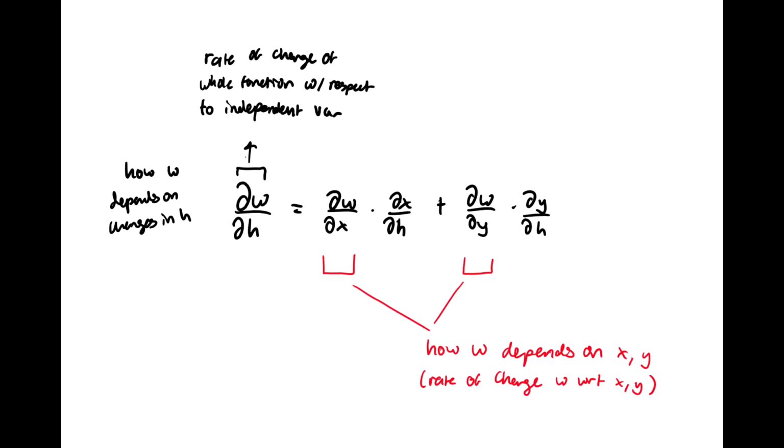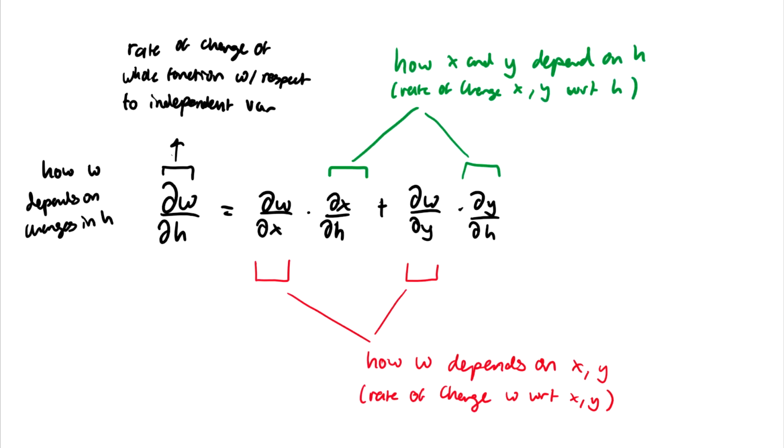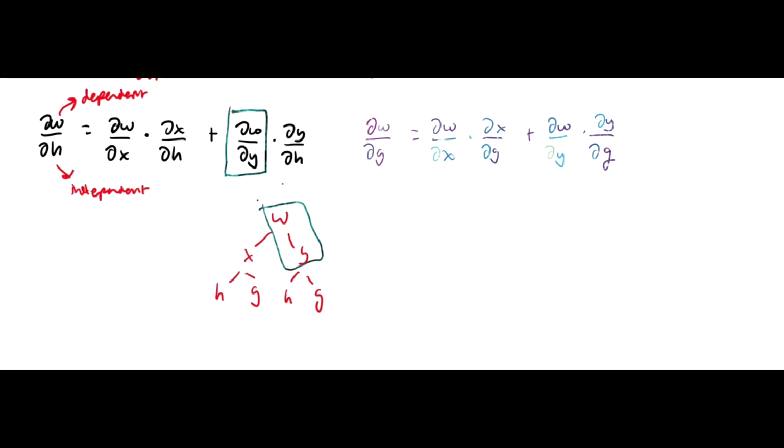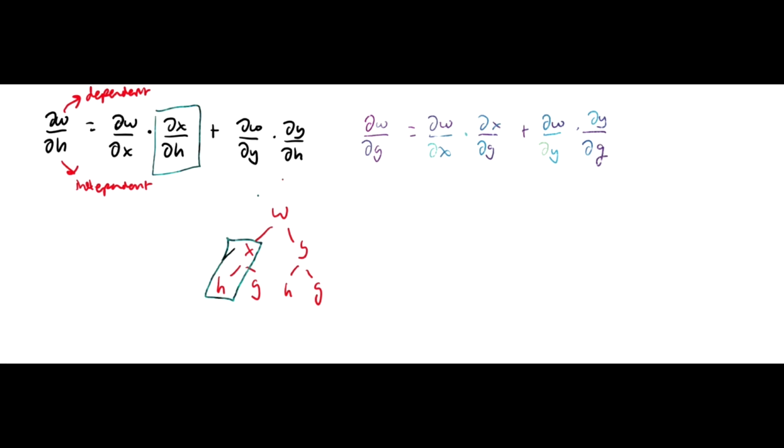Partial w over partial x and partial w over partial y show how w depends on x or y, or in other words, the rate of change of w with respect to x or y. Partial x over partial h and partial y over partial h show how x and y depend on h. So overall, you're getting the relationship between the most dependent variable and the independent variable through analyzing the relationships of the variables going down the dependence chart.